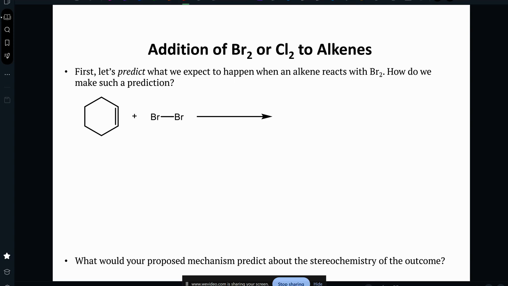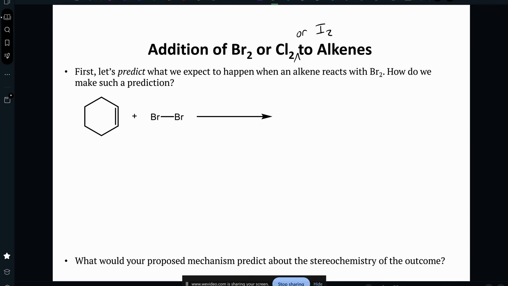Now, what if we assumed that the mechanism wasn't going to be that different and we wanted to make a prediction? Here I'm reacting an alkene with Br2. This would work with Cl2 or I2 actually, so any of these halogens.